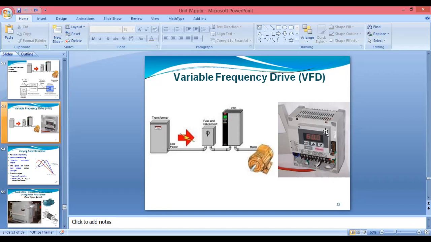The synchronous speed of the induction motor will decrease, and the speed depends on the synchronous speed because we have the formula N equal to Ns (1 minus s). So when we decrease the frequency of a three-phase induction motor, its synchronous speed will also decrease, and as the synchronous speed decreases, its speed will also decrease.